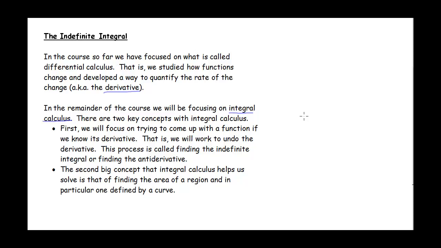So for instance, if we know the derivative is 3x squared, what was the original function that had this derivative? So what was f of x? This process is called finding the indefinite integral, or finding the antiderivative. So it's kind of like we're undoing the derivative. The second big concept in integral calculus is finding the area between curves, or an area of a region.